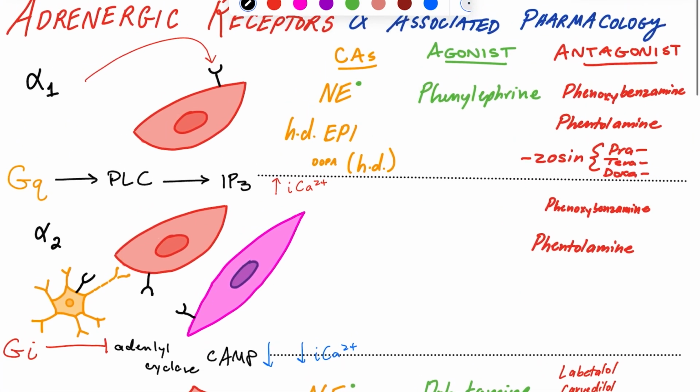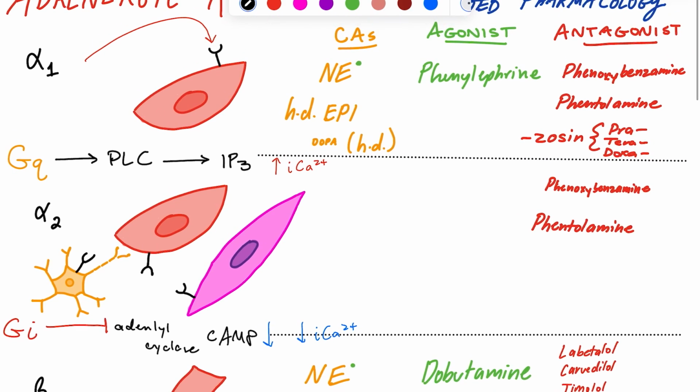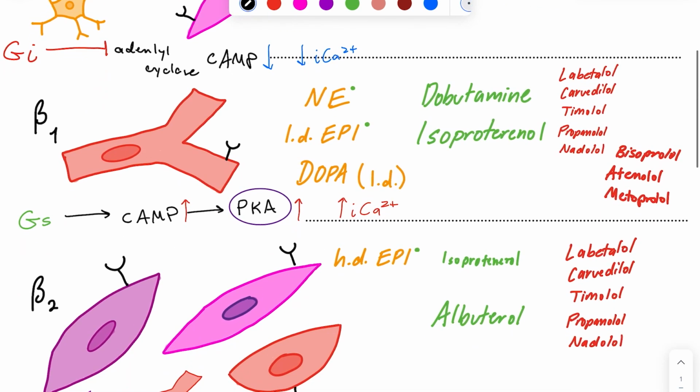So for the alpha ones, the catecholamine of interest is mostly norepinephrine. Now, norepinephrine is going to be a catecholamine agonist of the alpha-1 receptor, which is going to cause the vasoconstrictive effects that I alluded to before. Additionally, high-dose epinephrine is going to act on alpha-1 receptors, but to a lesser extent than norepinephrine. And then even to a lesser extent, high-dose dopamine will also activate alpha-1 receptors.